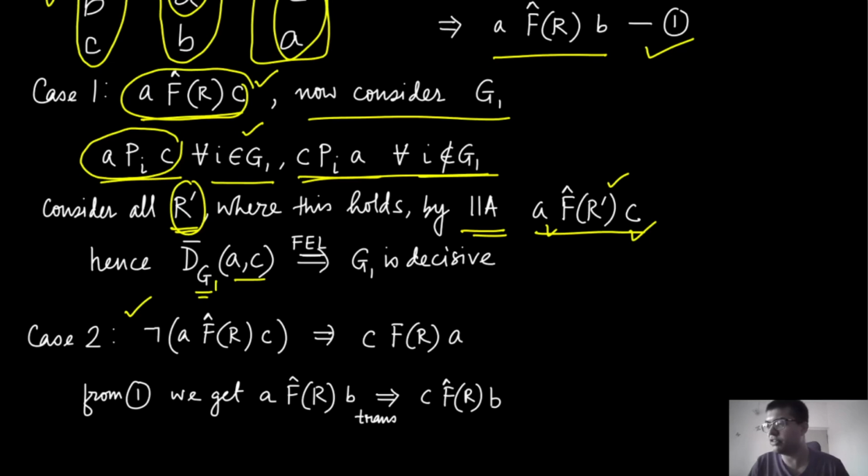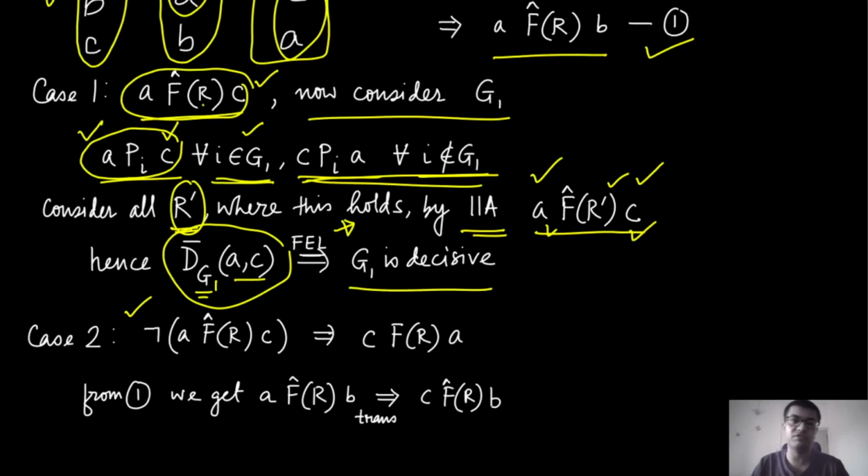So just think about this carefully. In all those preferences, including R and R prime, A is strictly preferred over C for all the elements in G1, and for all the other elements C is strictly preferred over A. And we have just shown that for all those preference profiles, A must be strictly preferred over C. So that is the definition of almost decisiveness. So G1 is almost decisive between A and C. And now we can apply the field expansion lemma and say that G1 is decisive over any pair of alternatives. So this is one part. If one of these two conditions holds, then we have shown that G1 is decisive.